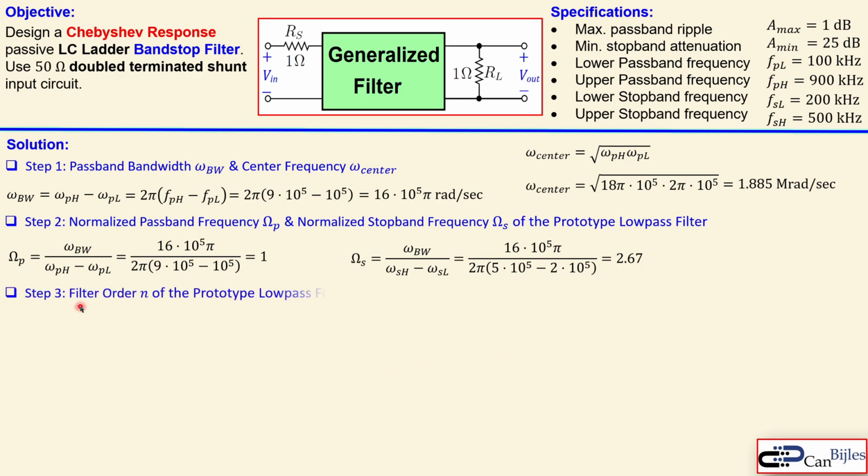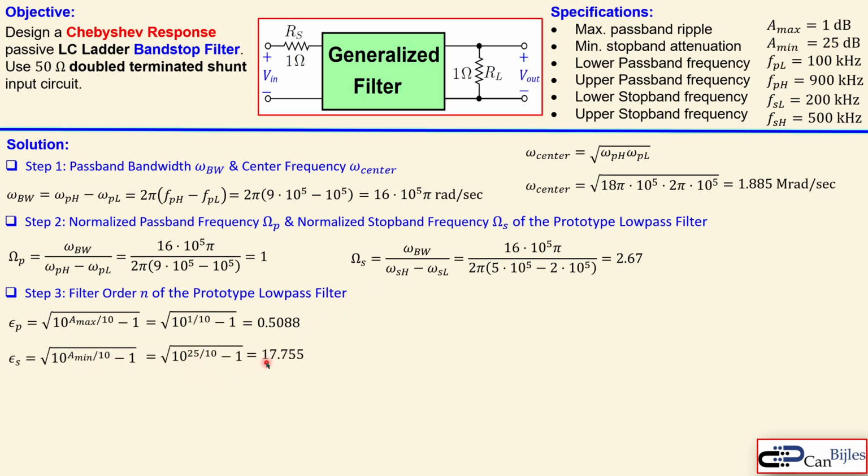Step 3 is the filter order of the prototype low pass filter. For that we need to calculate these coefficients: epsilon p, which is related to A max. We know what A max is, which is 1, so you get 0.5088. Epsilon s, which is related to A min, and that is 25, you get approximately 17.755. Taking this together, this is the formula for calculating the order of a Chebyshev response filter. This is what you have here.